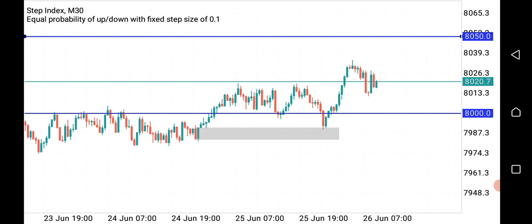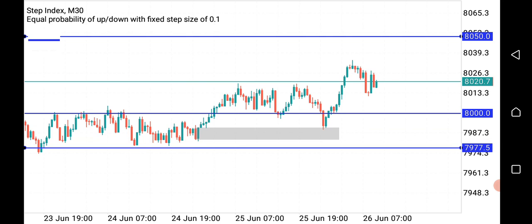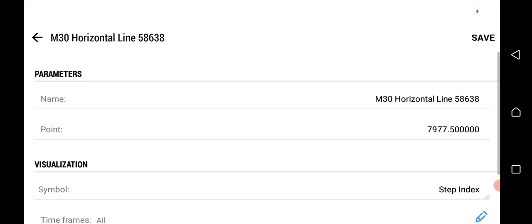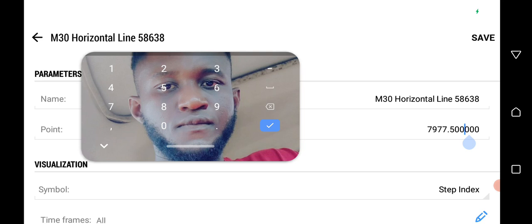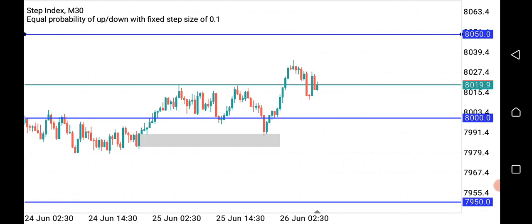You see this? So let's put one below. This one is going to be 7,950, right? So you can see how the numbers are increasing by 50: 7,950, 8,000, 8,050. So that is the psychological level for Step Index. The same thing applies to Step Index 200.